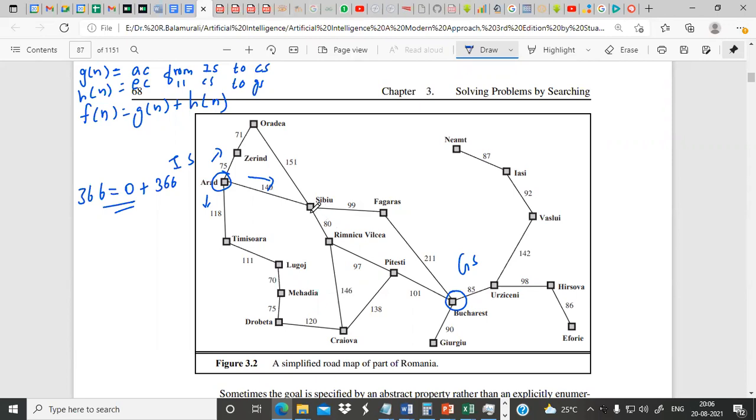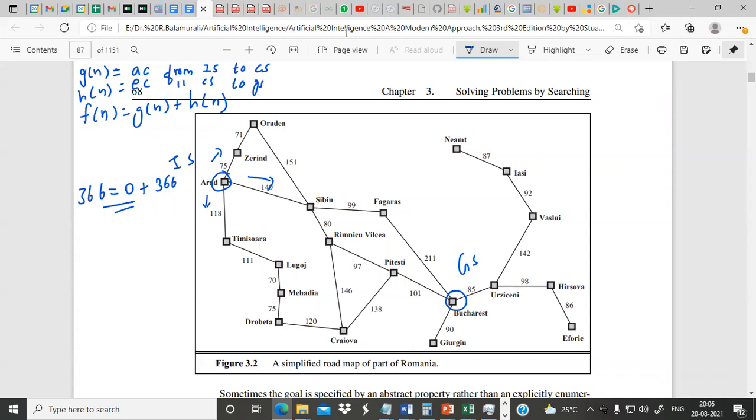You can go to Craiova at the cost of 146, right? But we should add the cumulative cost, that we should not forget. And we can reach Pitesti at the cost of 97, and we can reach CBU back at the cost of 80.